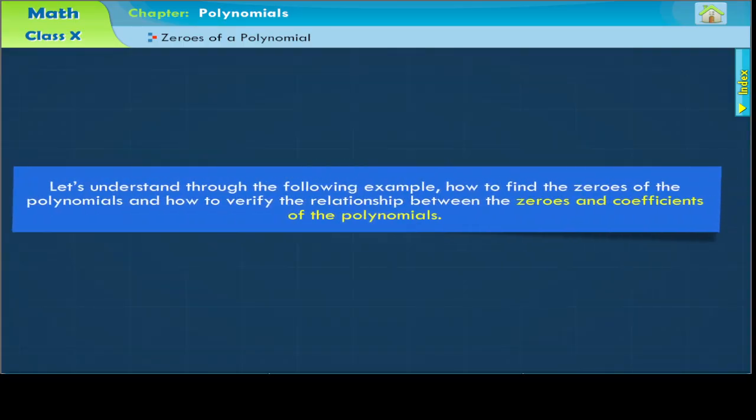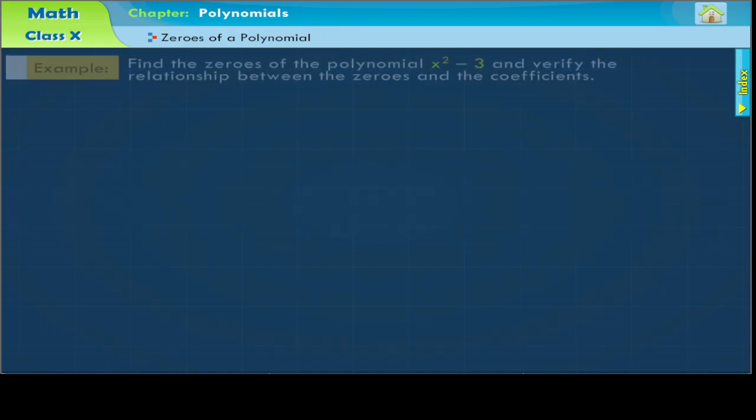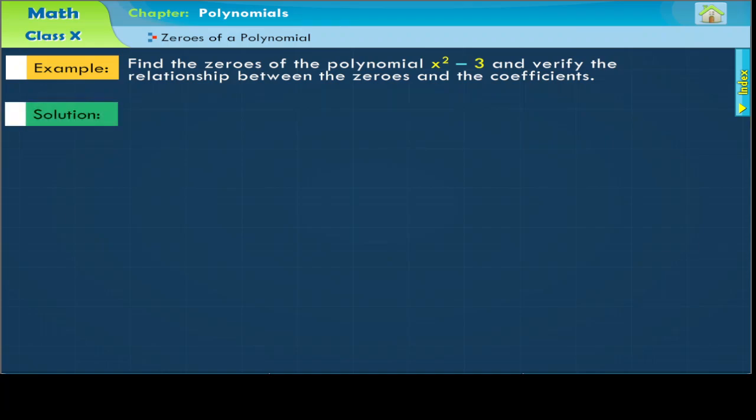Let's understand through the following example how to find the zeros of the polynomials and how to verify the relationship between the zeros and coefficients of the polynomials. Find the zeros of the polynomial x squared minus 3 and verify the relationship between the zeros and the coefficients. Let's observe the given example.